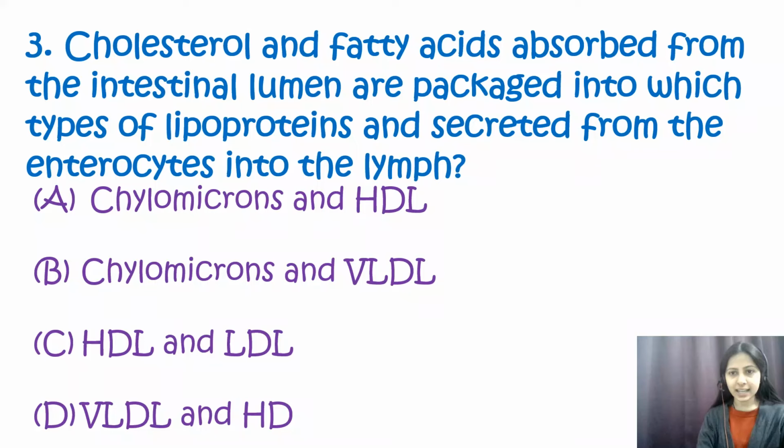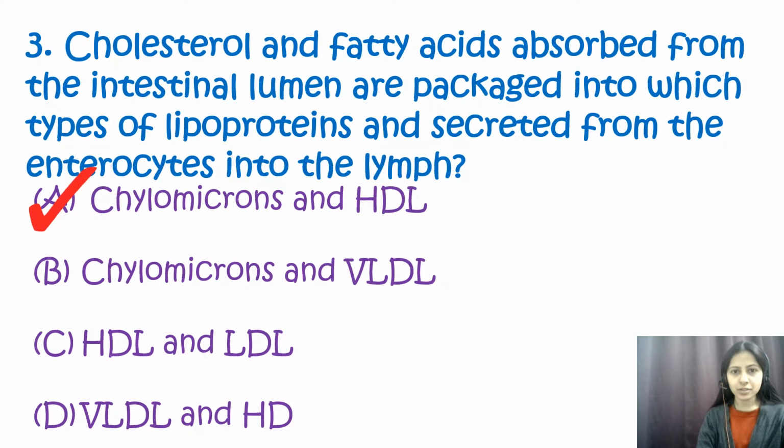Question number 3. Cholesterol and fatty acids absorbed from the intestinal lumen are packed into which type of lipoproteins and secreted from the enterocytes into the lymph? So options are A. Chylomicrons and HDL, B. Chylomicrons and VLDL, C. HDL and LDL, and D. HDL and HD. So over here the correct option will be option number A, that is chylomicrons and HDL.